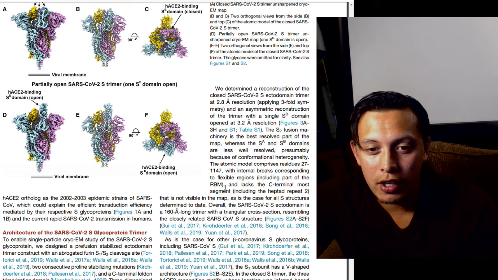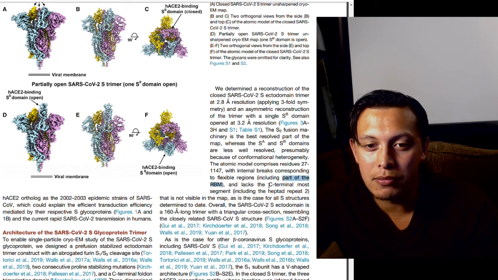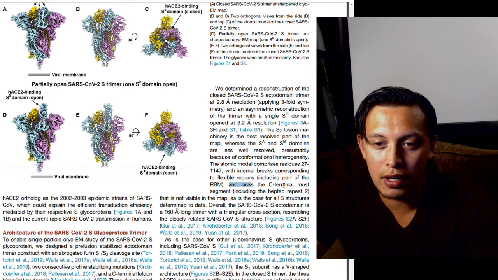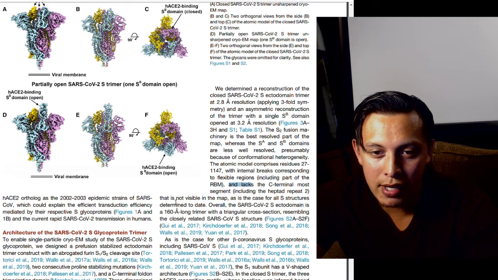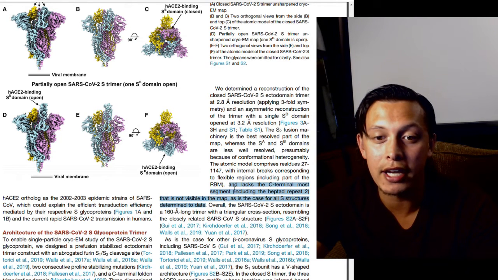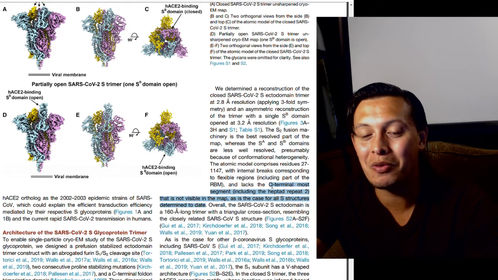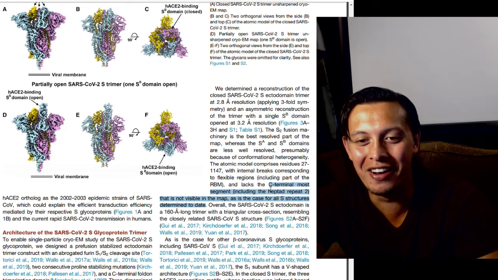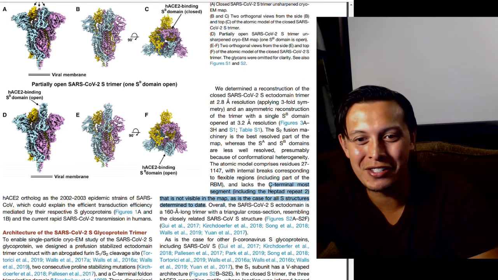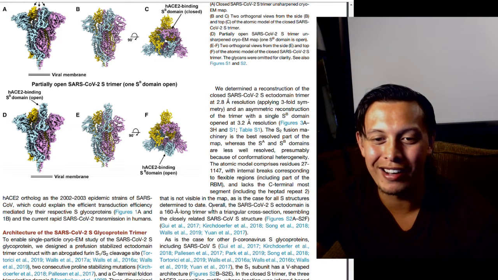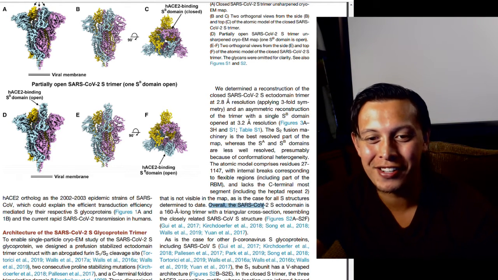Including part of the RBM, so the receptor binding domain, and lacks the C-terminal most segment that is not visible in the map, as in the case for all S structures determined to date. So they're saying we couldn't do this, but neither could anyone else. So, you know, we can't reproduce this because we can't produce it in the first place, and neither can anyone else. So it's just a way to cover your tracks.